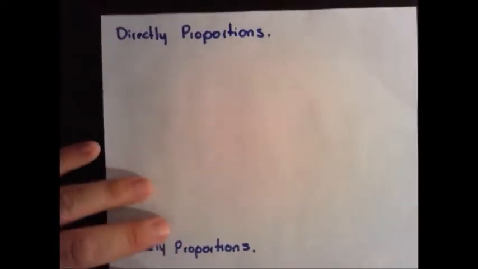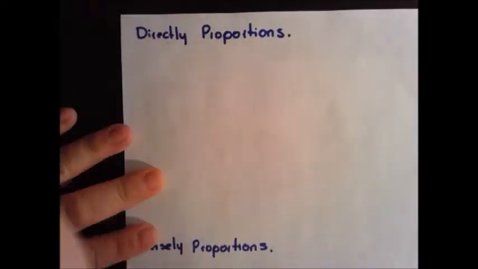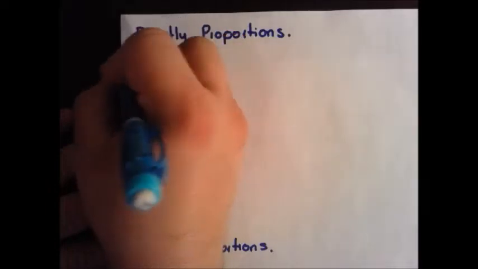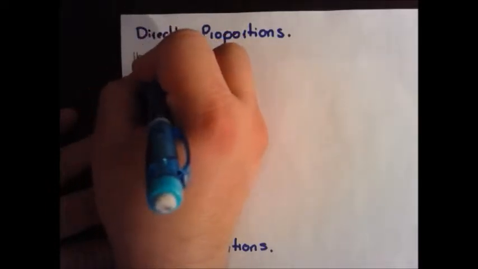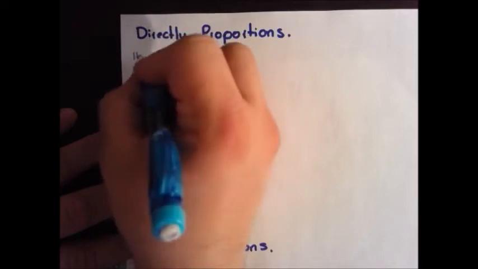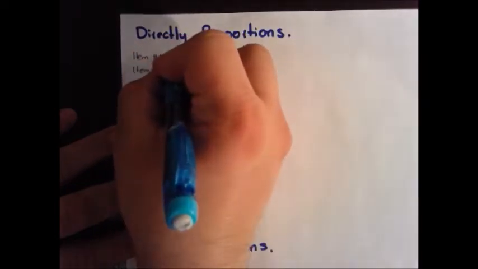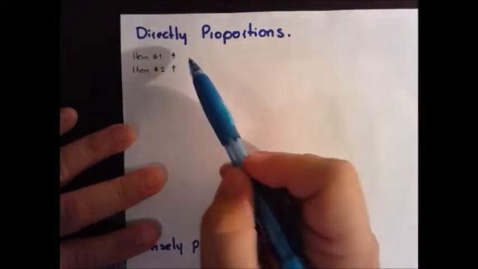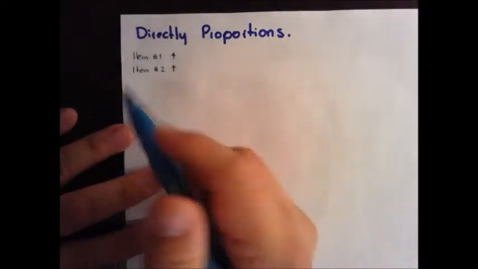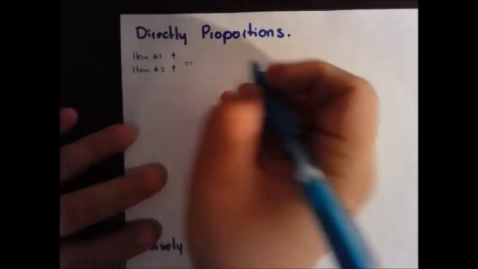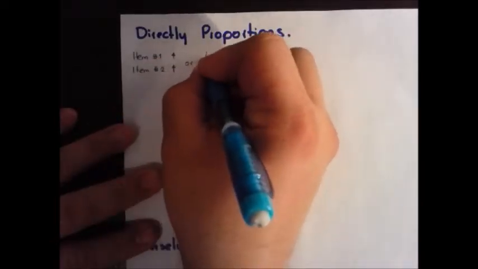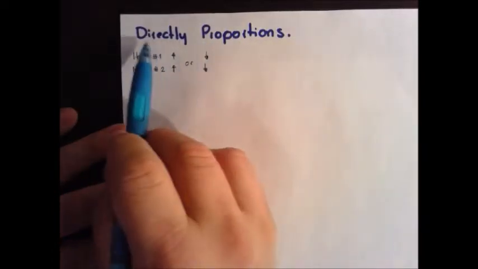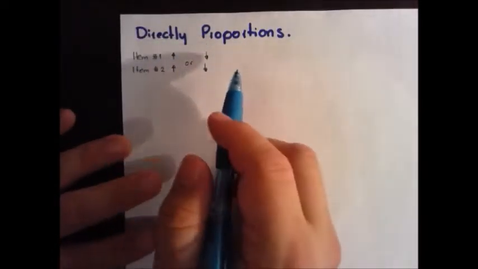Okay, what is a directly proportion? Let's suppose that we have two items. We have item number 1 and item number 2. If item number 1 is going to increase, item number 2 is going to increase too. In that case, it indicates that we have a directly proportion. Or maybe if item number 1 decreases, item number 2 is going to decrease too. In that case, we are going to have a directly proportion too.